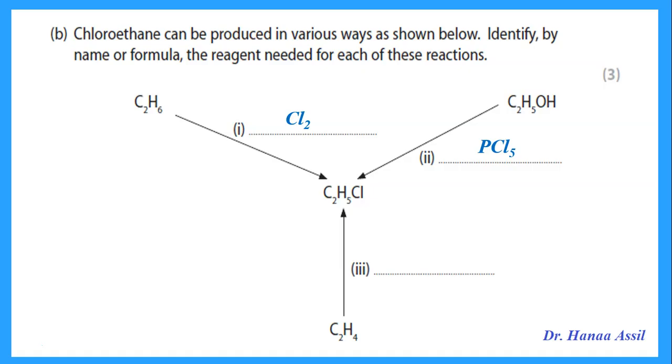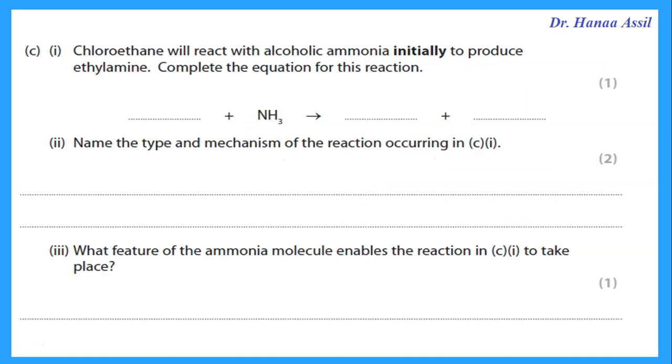What about from an alkene? I want to change an alkene to the chloroalkane. I add HCl. Chloroethane will react with alcoholic ammonia initially to produce ethylamine. So if I have CH3CH2Cl, chloroethane, I react it with ammonia. We said the ammonia will replace the Cl, and my other product in this case is HCl.